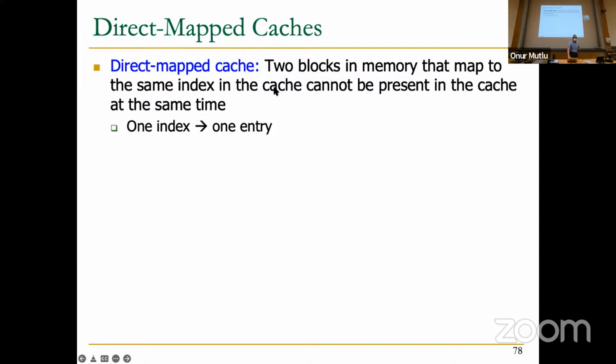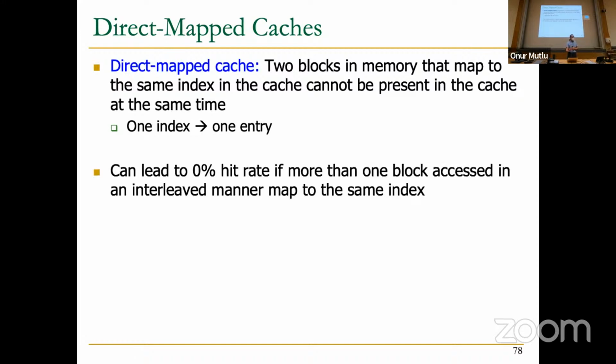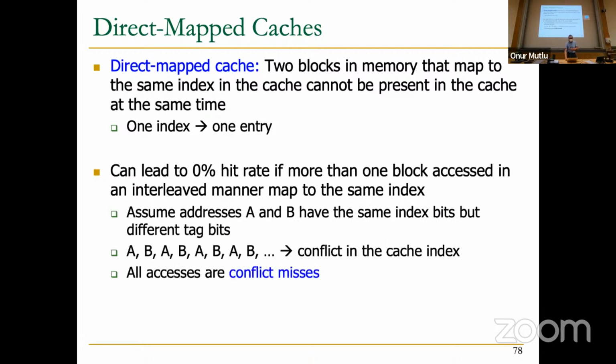2 blocks in memory that map to the same index in the cache cannot be present in the cache at the same time because one index has only one entry. And as a result, this can lead to 0% hit rate if more than one block is accessed in an interleaved manner, just like I showed you earlier, right? That map to the same index. So you can generalize this, right? Assume address A and B have the same index bits but different tag bits. If you keep accessing A, B, A, B, A, B with that access pattern, they conflict in the cache index and all accesses are conflict misses.